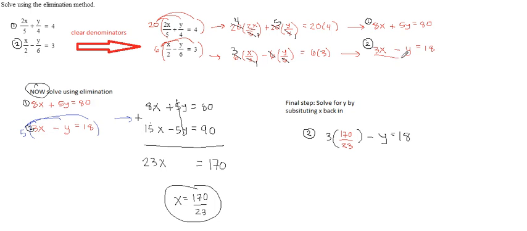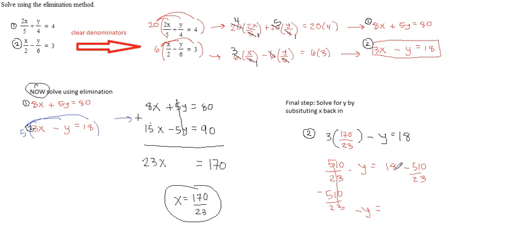See how equation 2 looked like this, 3x minus y equals 18. Now instead of 3x, I'm going to have 3 times what x is equal to, 170 over 23, minus y equals 18. So I get 510 over 23 minus y equals 18. Now I need to get the y alone, so I'm going to subtract 510 over 23 on both sides, which is going to leave me with negative y equals 18 minus 510 over 23.